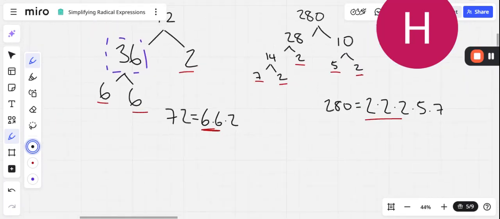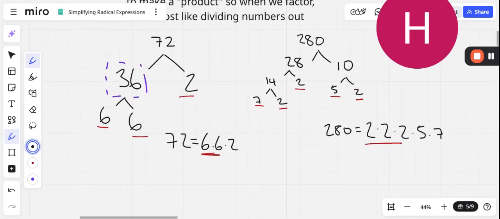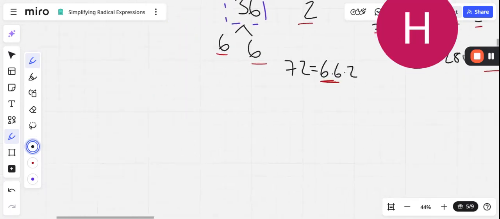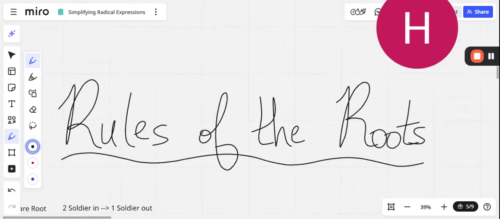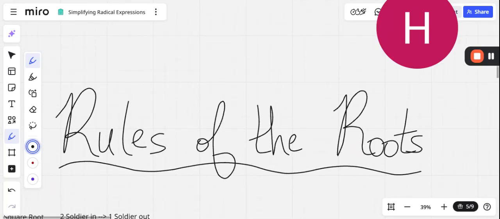Now, why would this have anything to do with radicals or roots? Well, in order to answer that question, let's take a look at some rules of the roots. Now, the way that I want you to imagine these radicals or these roots is almost like a little arena. It's like a gladiator arena, and in that gladiator or warrior arena, we have a battle going down.